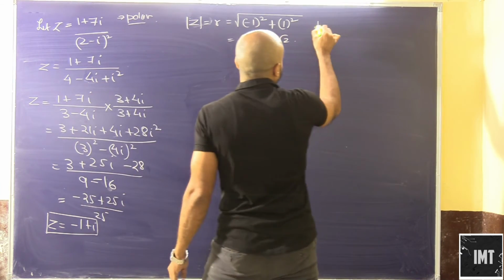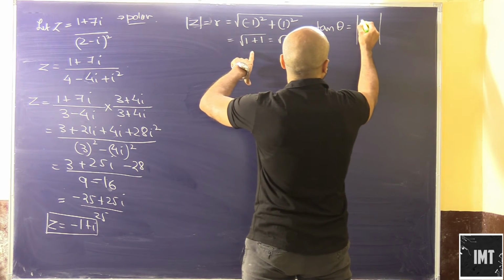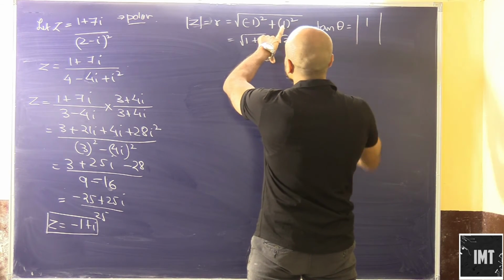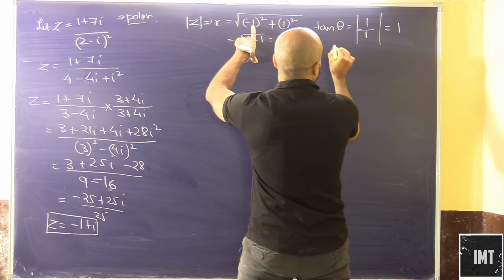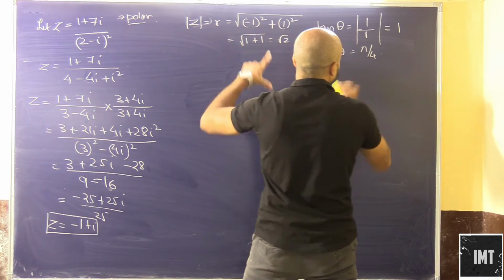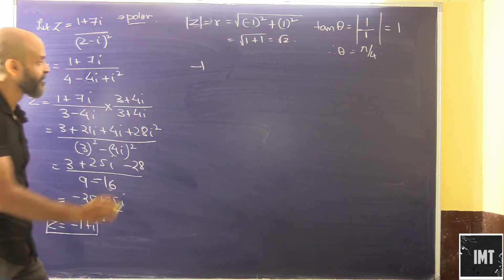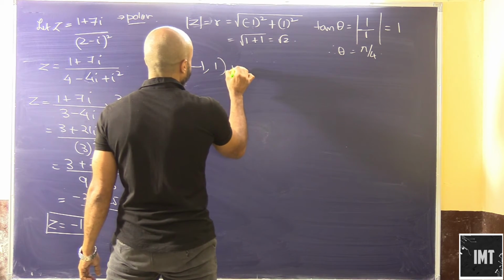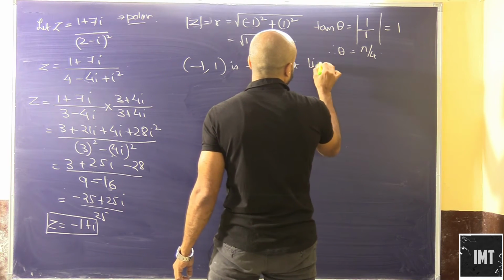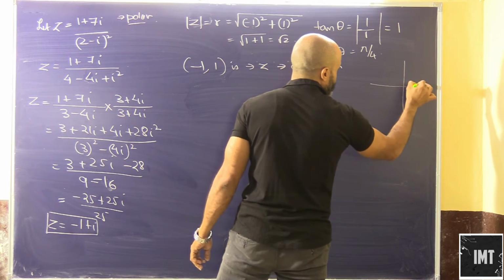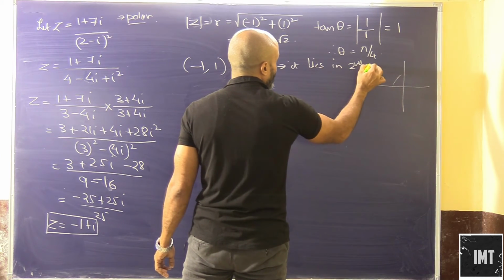Now what will be the angle? Tan theta is equal to mod of the imaginary part coefficient, 1 upon minus 1. So obviously this will be 1 because we are taking the mod part. So theta will be pi by 4. Now we have to understand that minus 1, what are the coordinates here? Minus 1 and 1 is representing Z, and it lies in obviously which quadrant? See, this is all positive, this is negative positive. Obviously it lies in the second quadrant.